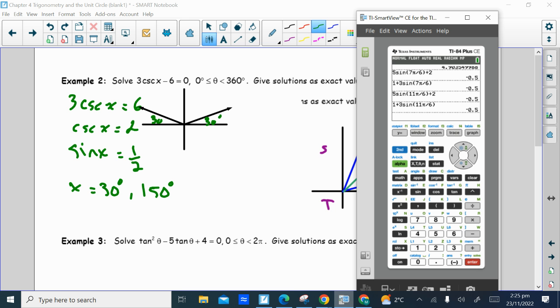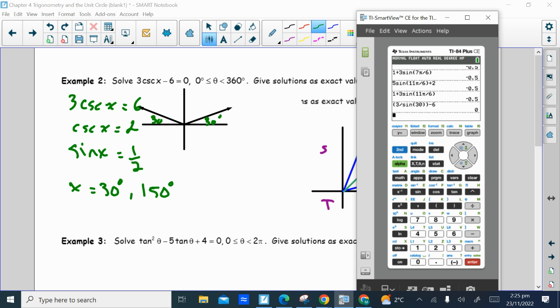So to check this one, we have to be in degree mode, because our angles are in degrees. And 3 cosecant x is 3 times 1 over sine x, or 3 over sine x. So in brackets, I'm going to go 3 divided by the sine of 30 degrees. Close the bracket on the 30 degrees. Close the bracket on that term. Minus 6 should equal 0, and it does.